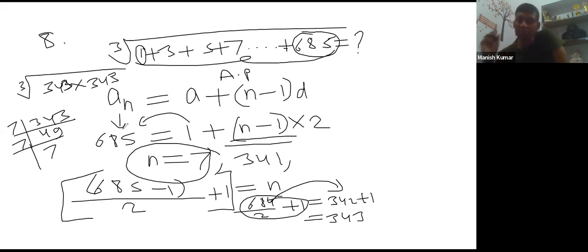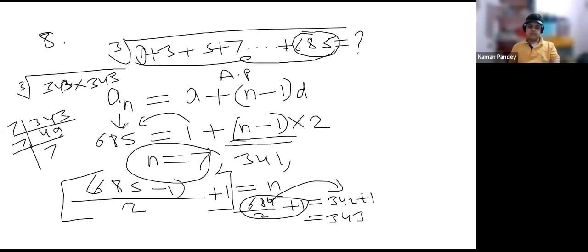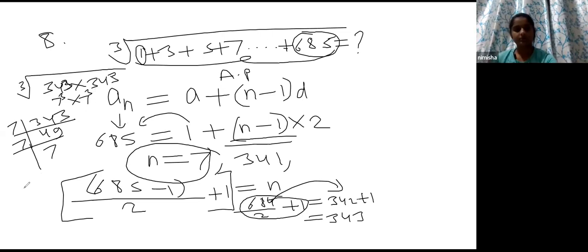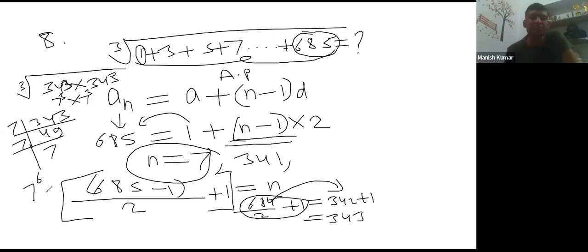Seven cube is 343. 7 into 7 into 7, isn't it? If you find the factor, yes. So it means this one is 7 cube into 7 cube. Or 7 to the power how much? 3 plus 3, that is 6. Whole to the power what? 1/3, if cube root is there.